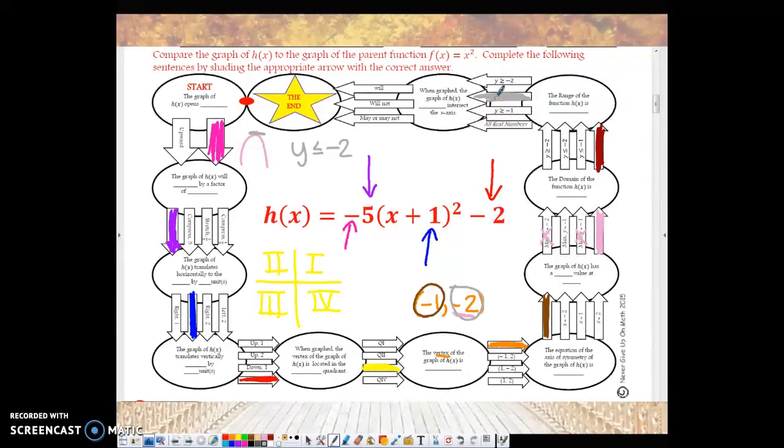Okay, and the last point is when the graph of h of x blank intersects the x-axis. Will it not, or may not? Well, if it's upside down like this in quadrant 3, no, it's never going to cross the x-axis. So that was your paper from yesterday, doing it without a calculator. Now I'm going to show you how to do it with the calculator.